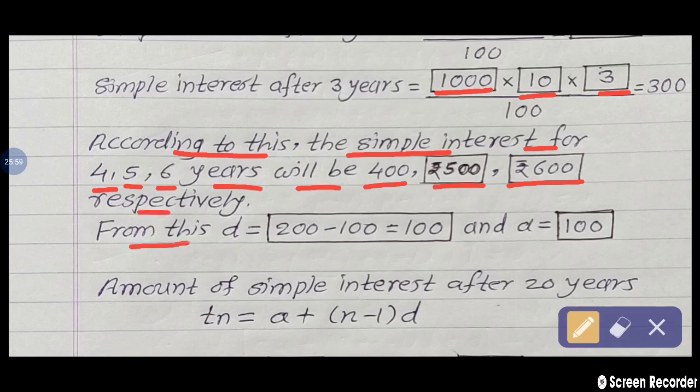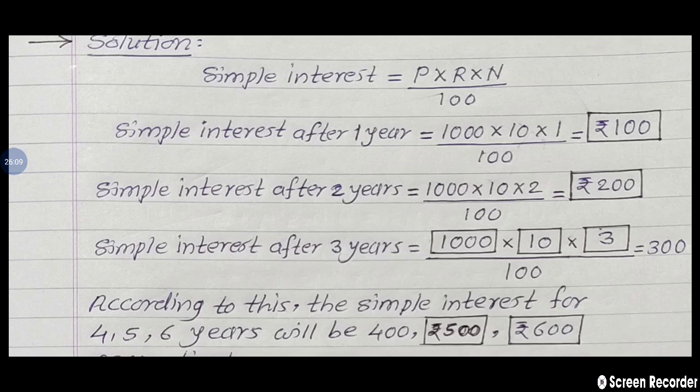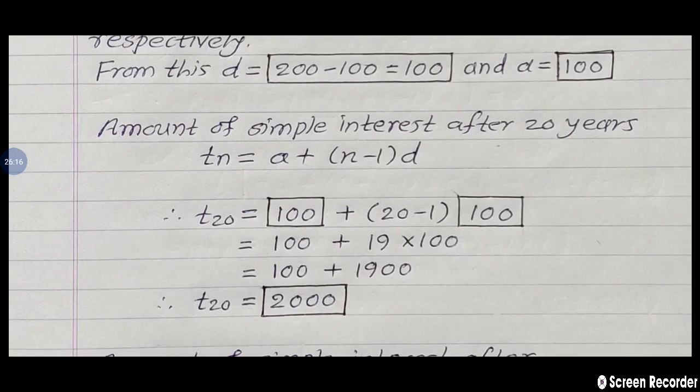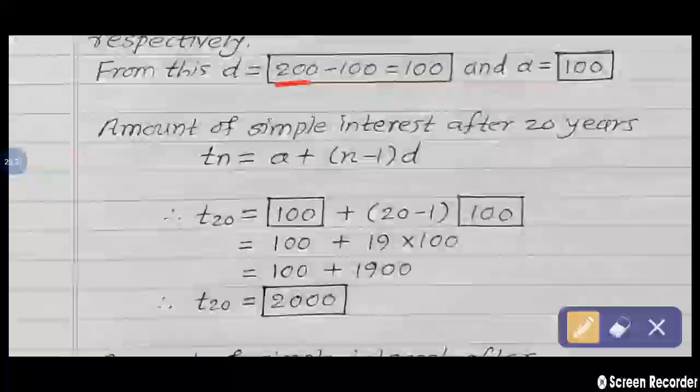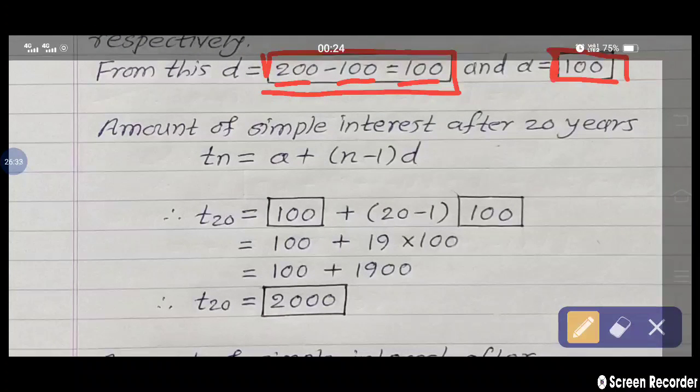From this, we are finding out the difference. Difference means nothing but second year interest minus first year interest. Second year interest, that is second term, 200, and first year interest, that is rupees 100. So T2 minus T1 means 200 minus 100. Second year interest 200 minus first year interest 100. So the answer is 100. This is the box given in the question. And A means the first term, that is first year interest, which is nothing but 100. All of you understood this?